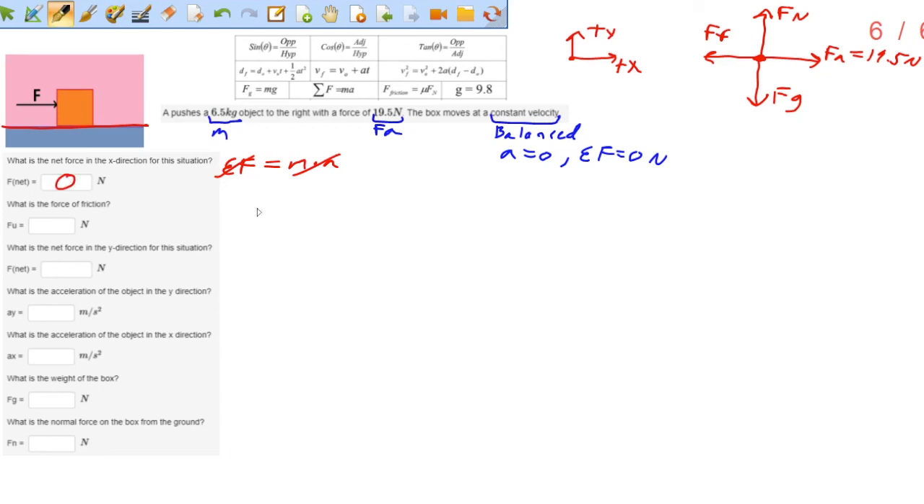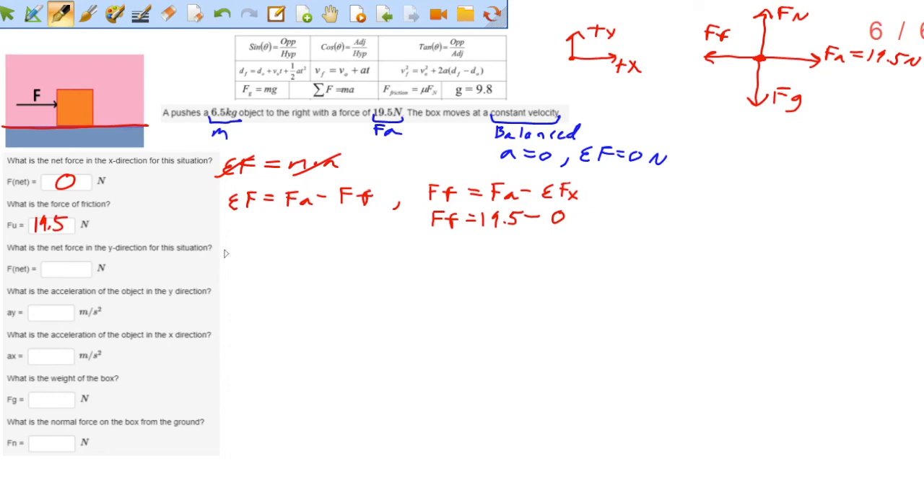What is the force of friction? Well, since our net force is equal to the forces that point to the right, force applied, minus the forces that point to the left, force friction, we can go ahead and figure that out. So if we solve for force friction, I add force friction over to the other side and subtract net force. I find out force friction is equal to force applied minus the net force in the x direction. I plug in my values, I get force friction should be equal to 19.5 minus 0. So force friction is just equal to 19.5 newtons.